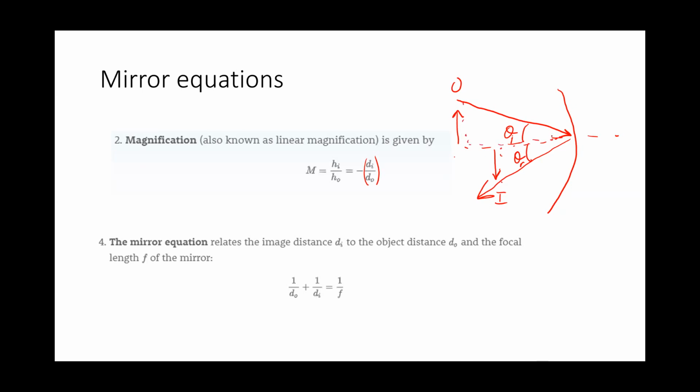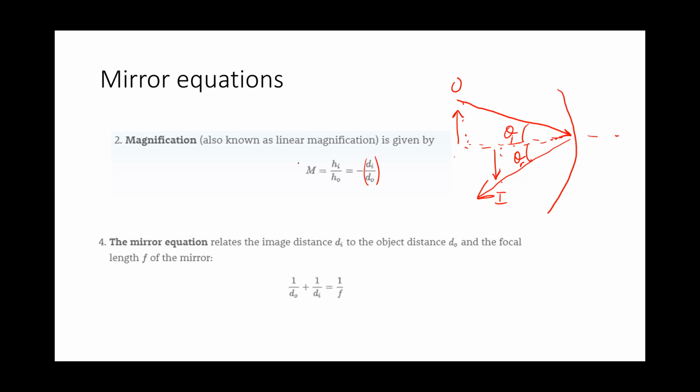So the ratio of the height of the object and the height of the image is going to be the same as the ratio of the distance to the image and the distance to the object. That's also going to eventually show us that if we want to build something like a telescope, we're going to need more than one lens or more than one mirror.